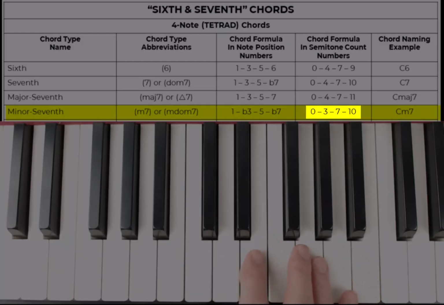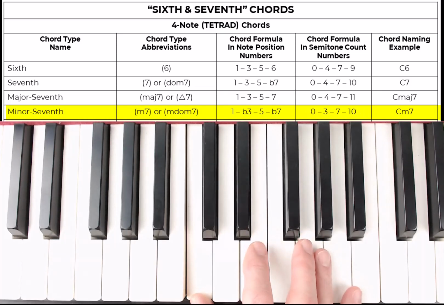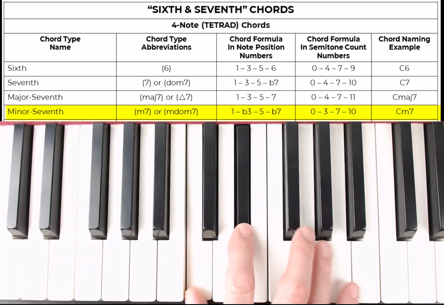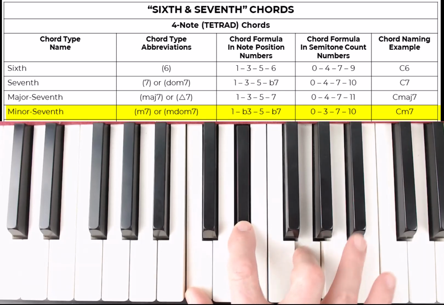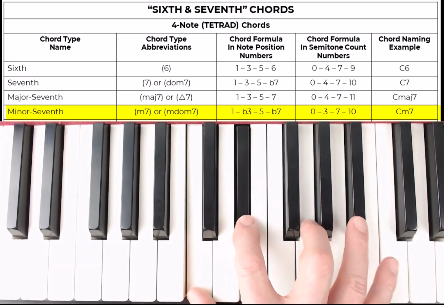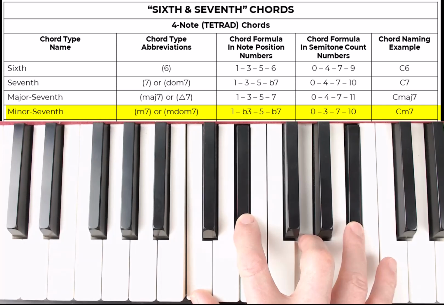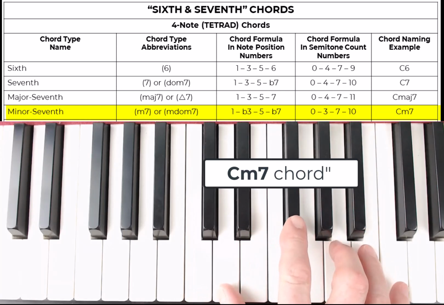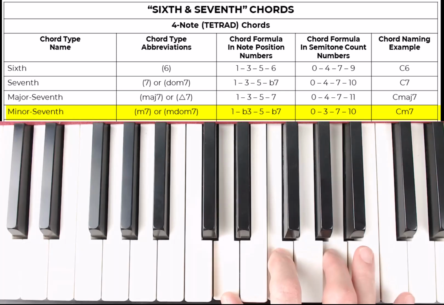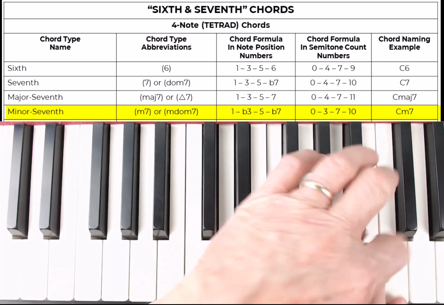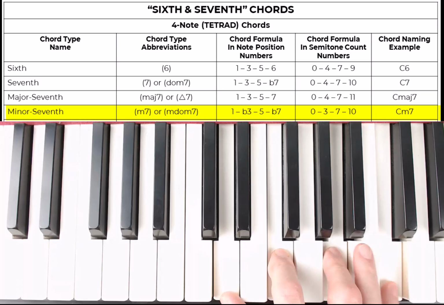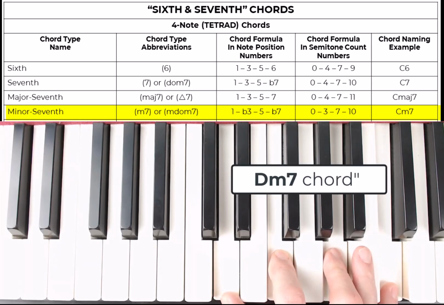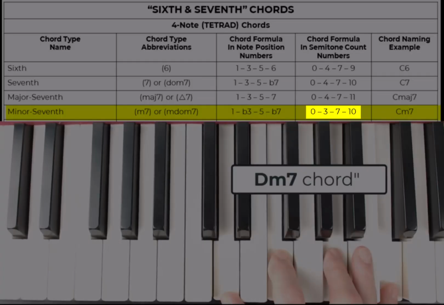So here we go. Let's just do C and do this quick. 0. Here's 3. 1, 2, 3. 7. And then 3 more is 10. So that would be a C minor 7th chord. If we went to a D and then we did a D minor, we're already here at 7, 8, 9, 10. So there would be a D minor 7th, the minor 7th formula of 0, 3, 7, and 10.